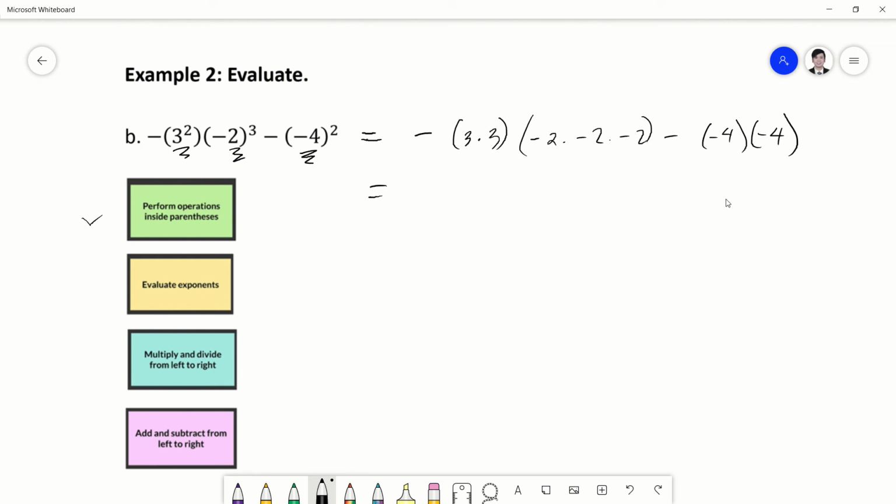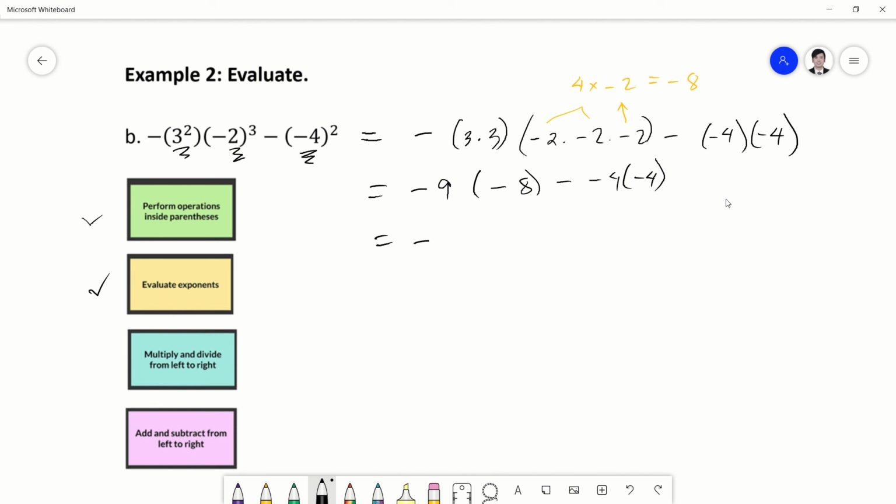So 3 times 3 is 9, but don't forget there is a negative sign here. So negative 9. Next would be negative 2 times negative 2 is positive 4. Then 4 times negative 2 is negative 8. So therefore, this one here becomes negative 8. So we're now done with dealing with the exponents. Next, we will multiply and divide from left to right.